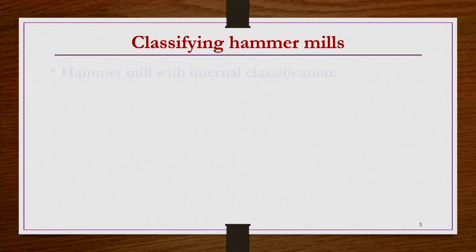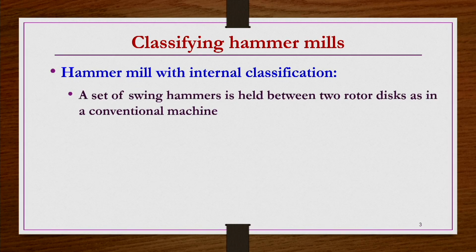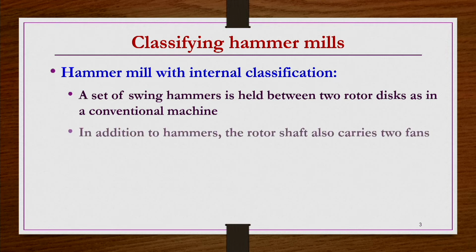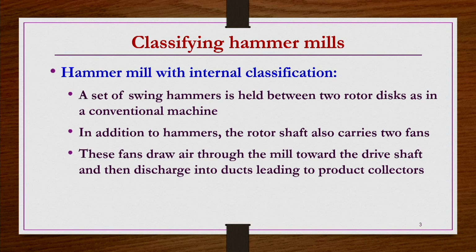In classifying hammer mills, or hammer mills with internal classification, a set of swing hammers is held between two rotor discs as in a conventional machine, but in addition to the hammers, the rotor shaft also carries two fans. Why are these fans required? These fans draw air through the mill toward the drive shaft and then discharge into ducts leading to product collectors. This additional arrangement makes a kind of classification of the material. That is the reason these hammer mills with fans are known as hammer mills with internal classification.